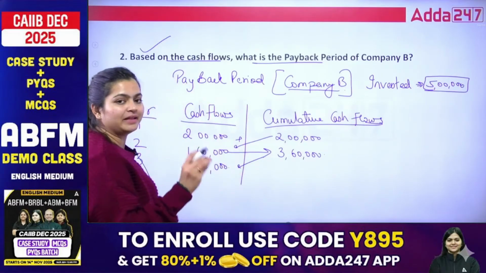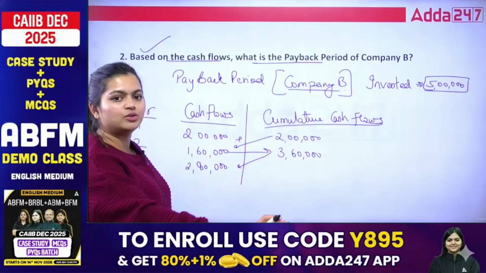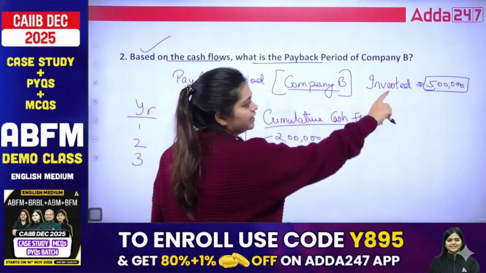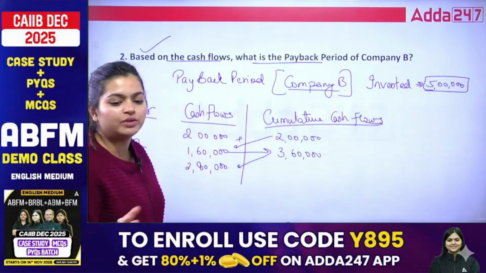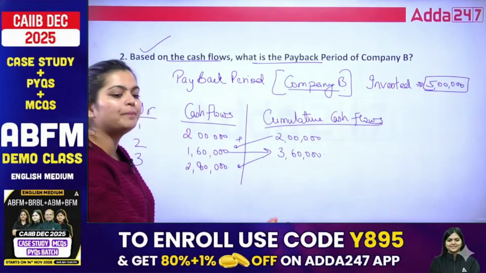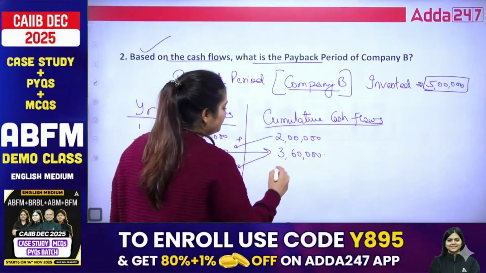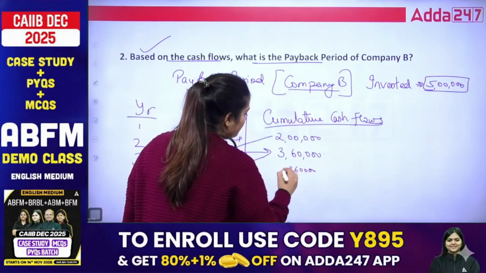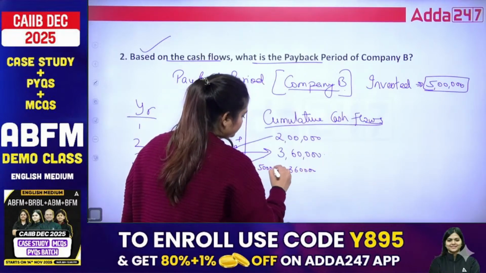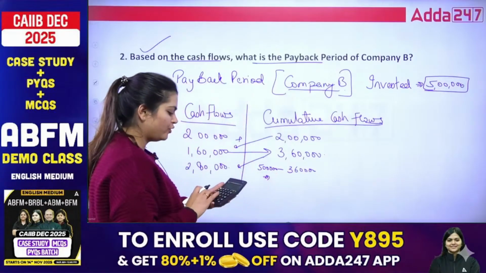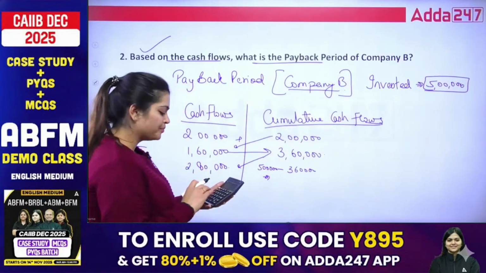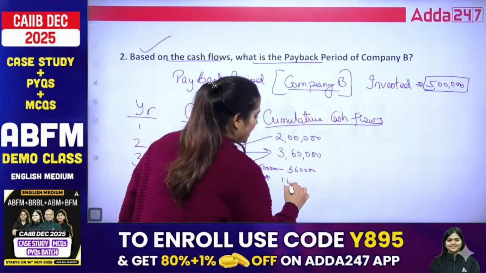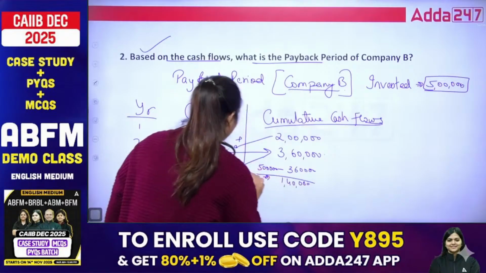But the payback period method tells you to stop calculating once you recover your invested amount. As soon as you recover your invested amount, you will not calculate further. You need to stop there only. So how much do we want extra? We want 3 lakhs minus 5 lakhs. So how much do we want to recover in your third year? 5 lakhs minus 3 lakh 60. We want only 1 lakh 40 in your third year.